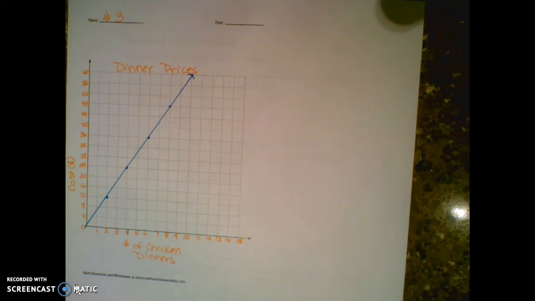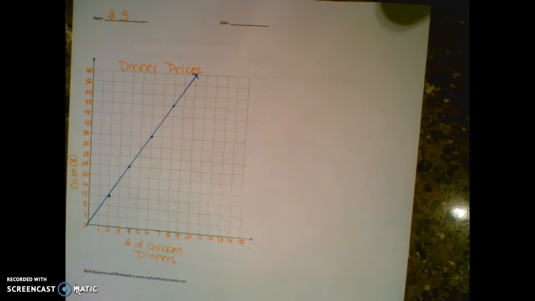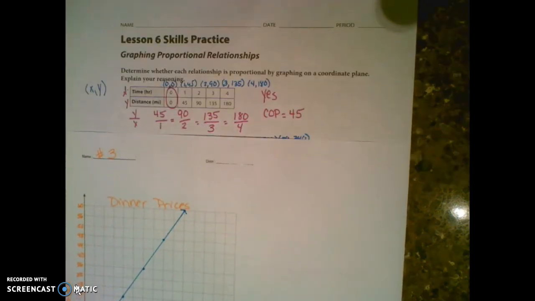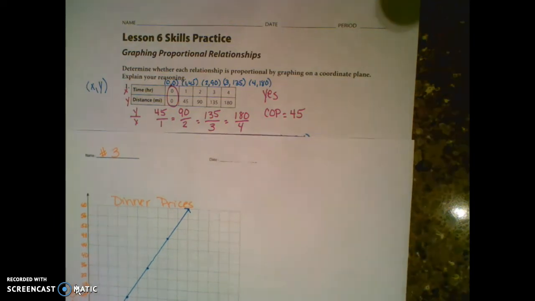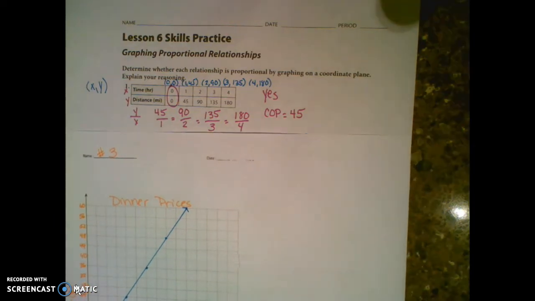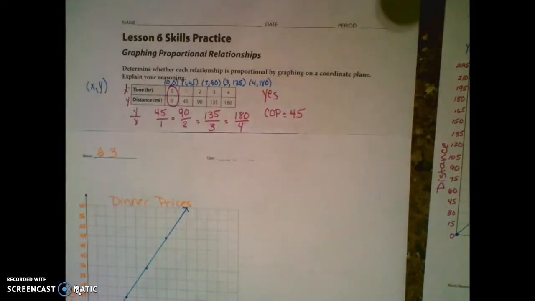Now, let's go back to what we have here and let's check our work. So we decided number 1, yes, that was a proportional relationship with a COP of 45. Looking at my graph, I'm going to put this one off to the side because it's a yes.